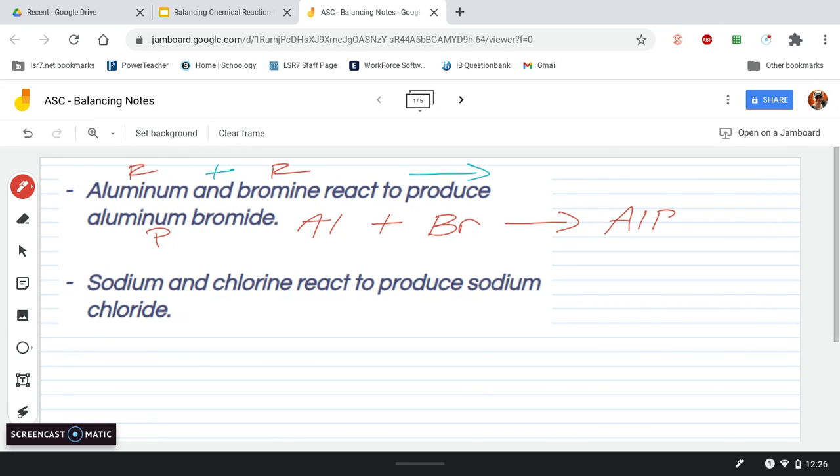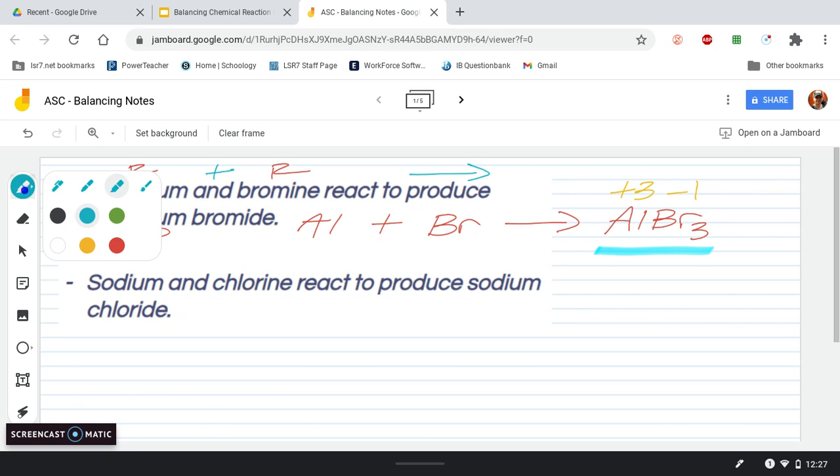Okay, now let's think back to our last unit. And remember, we said, okay, you're supposed to look up the charges. So aluminum is +3 and bromine is -1. So we would crisscross those and come up with AlBr3. So this is exactly what you guys were doing in the last unit.